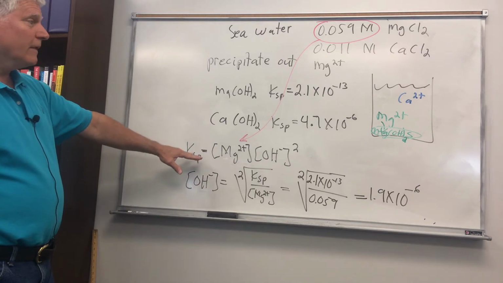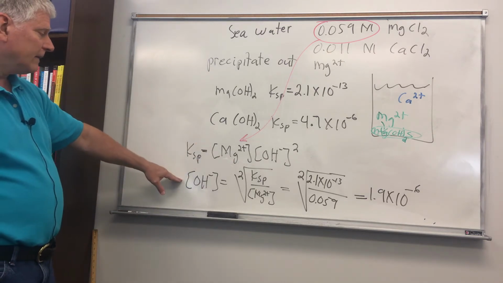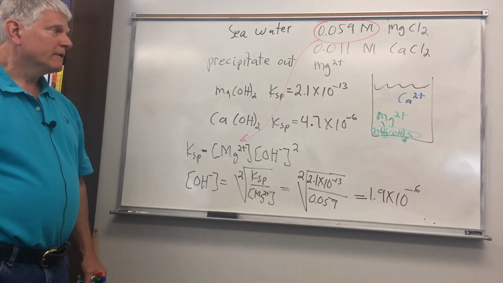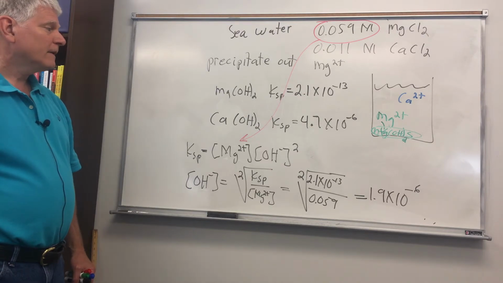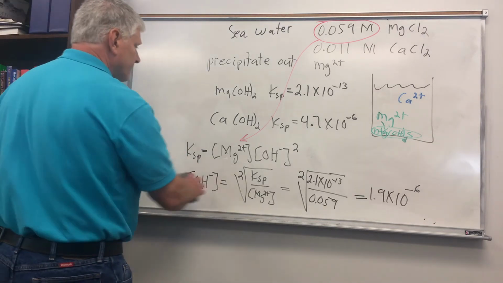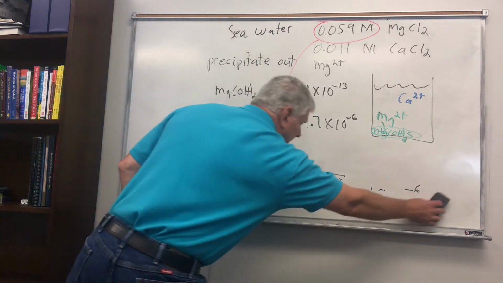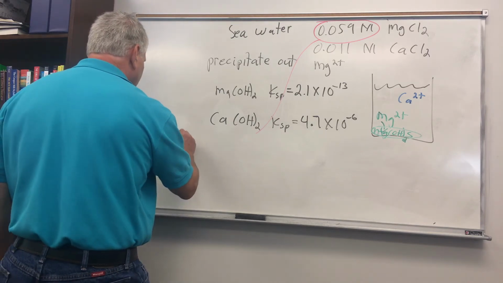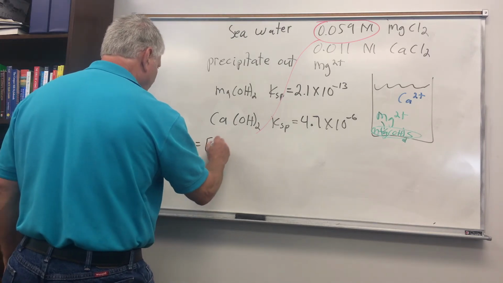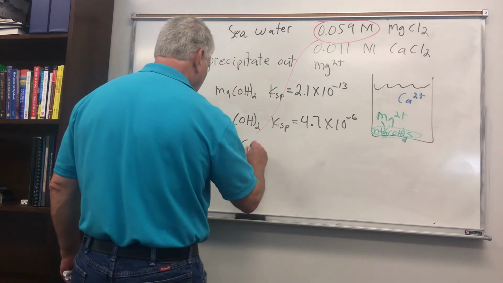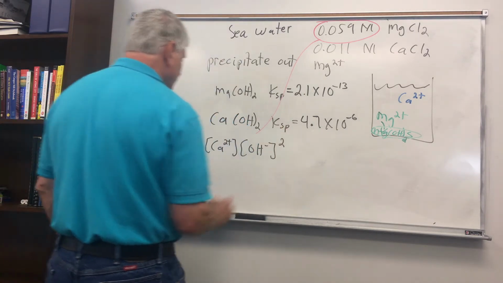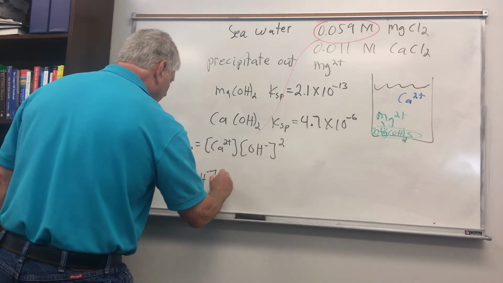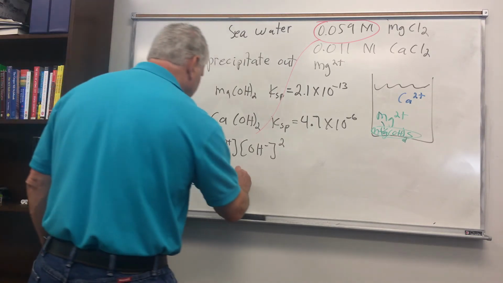So eventually, though, we'll get to a point where we have a high enough OH concentration to start precipitating out the calcium 2+. So let's see where that OH concentration is. So we do the same thing. We'll just solve the calcium hydroxide equilibrium expression. So we'll solve for the OH concentration for a KSP for calcium hydroxide.